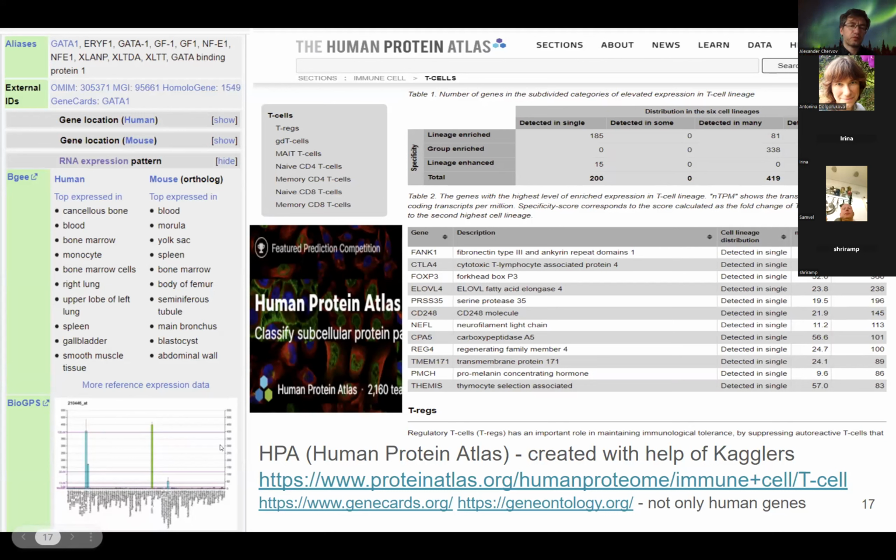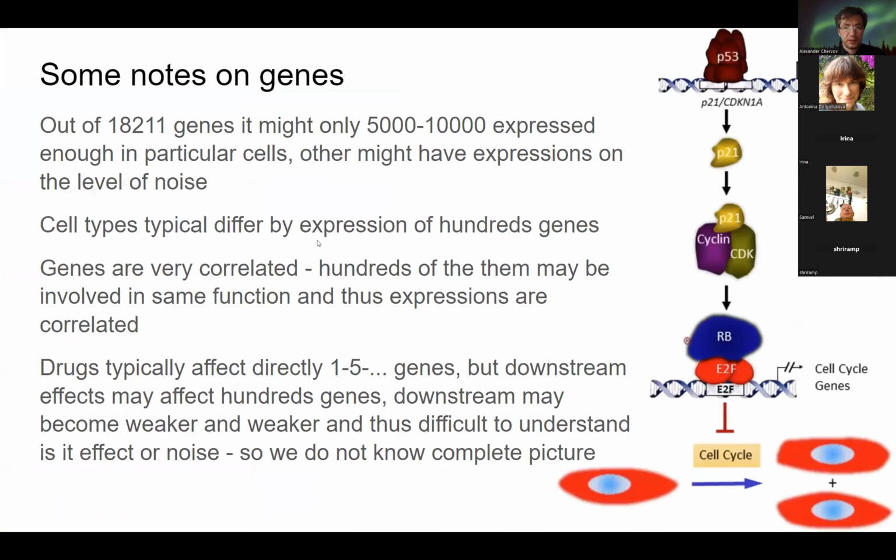That might be important for our competition, because we have different cell types, B cells, T cells, and maybe some genes are activated only in, for example, B cells. And maybe we can take this into account somehow. Maybe not, I don't know.